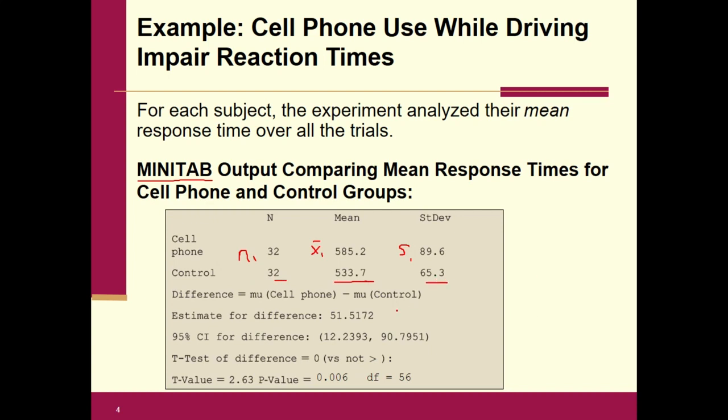This number down here is a pretty important number, and every computer program that's running a two-sample t-test would give it to you. They may not call it the estimate for difference, but it would be pretty obvious what they're trying to tell you in the computer output. That's X bar 1 minus X bar 2. Why is that so important? Because that's the point estimate for our confidence interval. It's also basically the numerator for our test statistic.